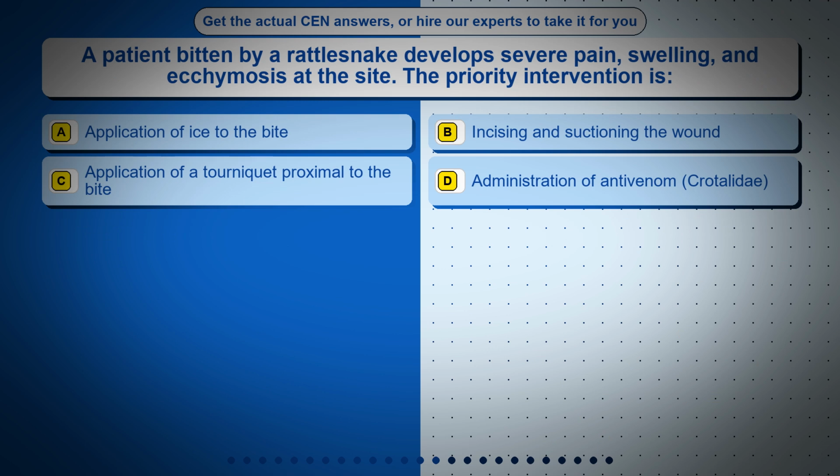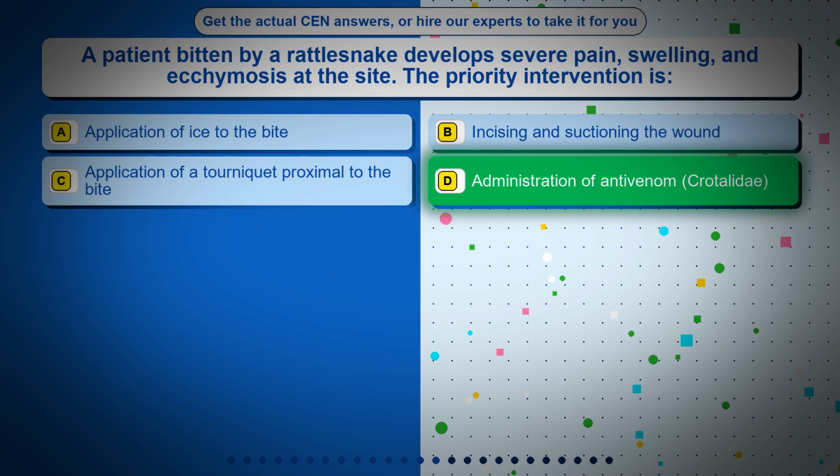Question 14. A patient bitten by a rattlesnake develops severe pain, swelling, and ecchymosis at the site. The priority intervention is: Option A, application of ice to the bite. Option B, incising and suctioning the wound. Option C, application of a tourniquet proximal to the bite. Option D, administration of antivenom, crotalidae. The correct answer is Option D, administration of antivenom.